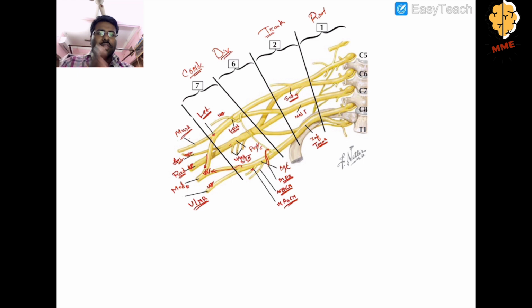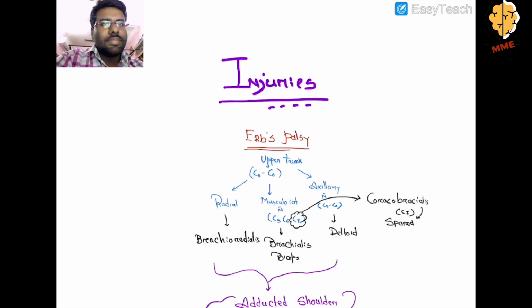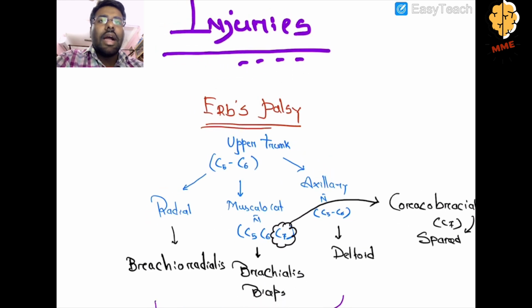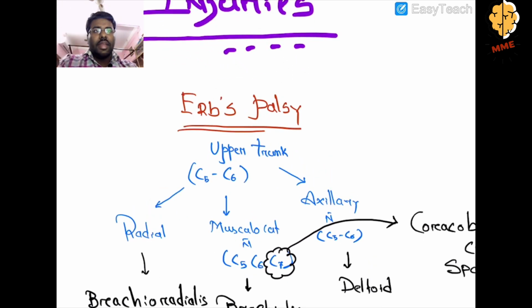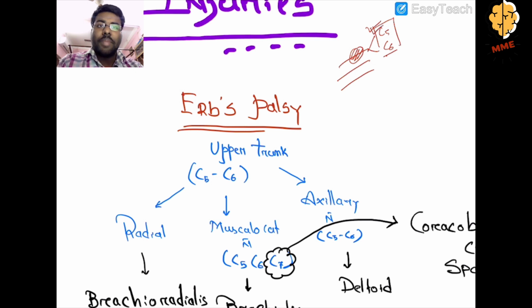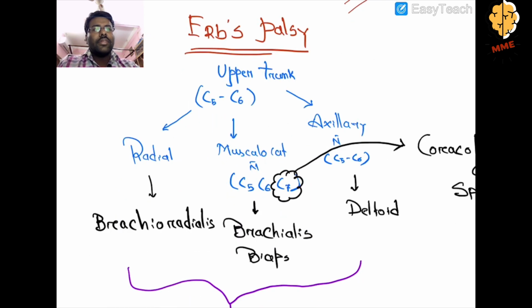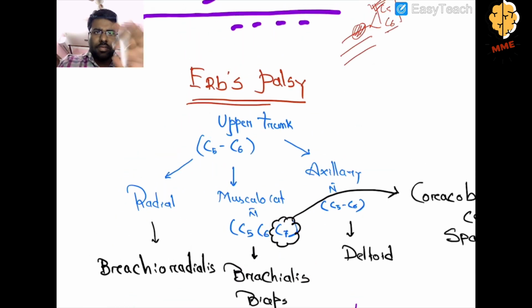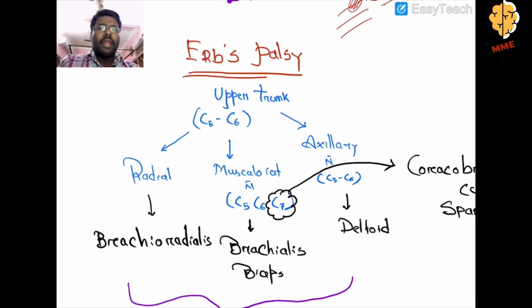You can get the image from Netter. Coming to the injuries. The first injury is Erb's palsy. It mainly affects the upper trunk, C5 and C6. If the upper trunk is affected, many nerves are affected, but mainly the radial nerve, musculocutaneous nerve and axillary nerve are affected more.